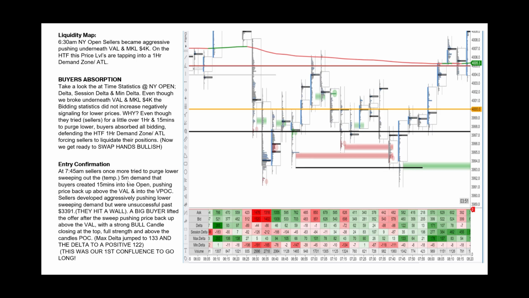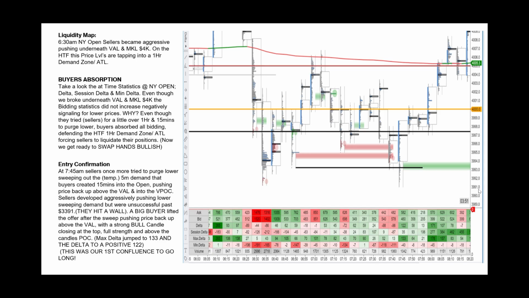Now, so the 5-minute demand that buyers created 15 minutes into the open, pushing price back up above the value area low and into the volume point of control. Sellers developed aggressively pushing lower, sweeping that demand, but were unsuccessful past 33.91. This price level right here.